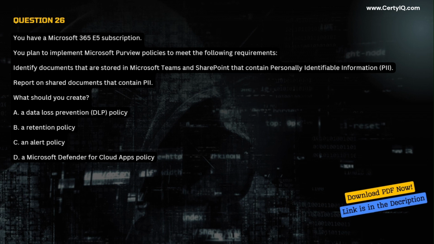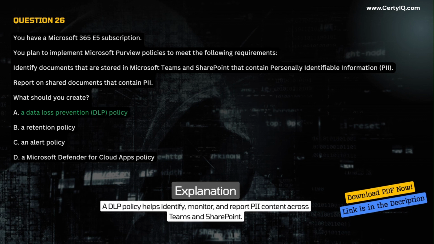A. A data loss prevention (DLP) policy. B. A retention policy. C. An alert policy. D. A Microsoft Defender for Cloud Apps policy. Correct answer A. A data loss prevention (DLP) policy. Explanation. A DLP policy helps identify, monitor, and report PII content across Teams and SharePoint.